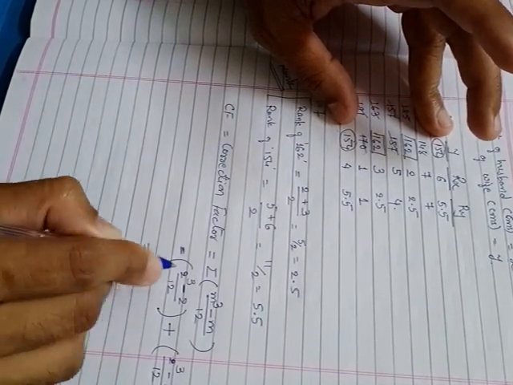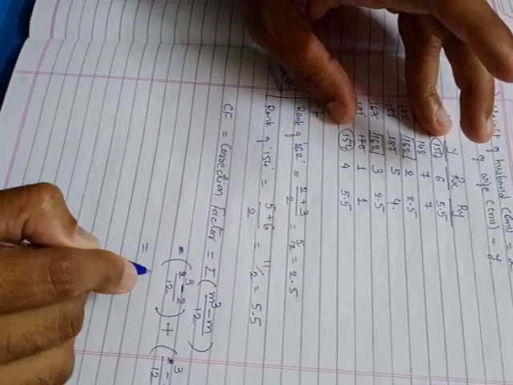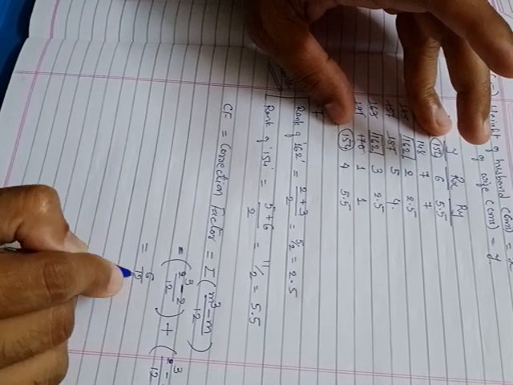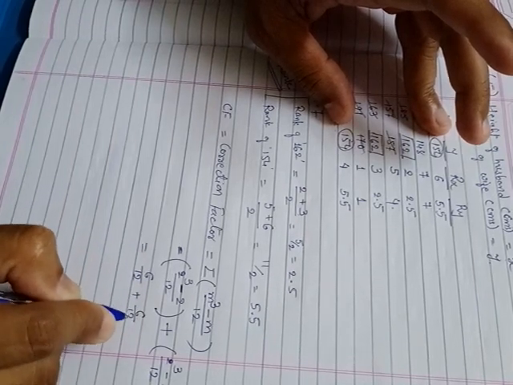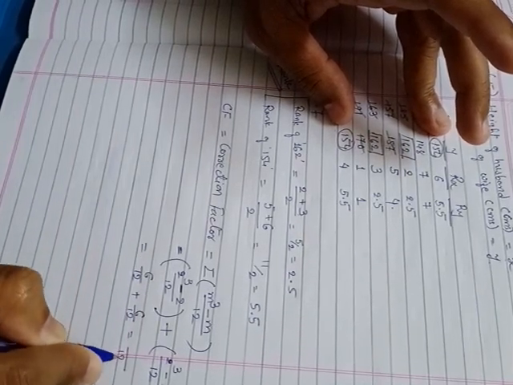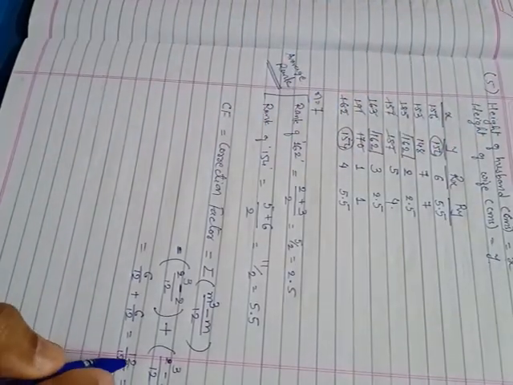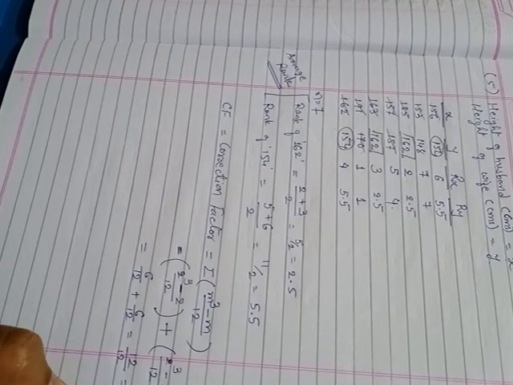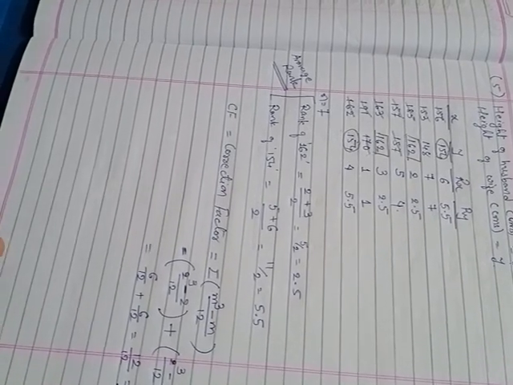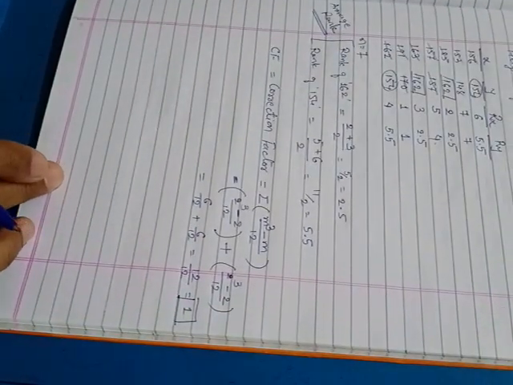Now solve this. So 2 cube is 8, 8 minus 2 is how much? 6. 6 upon 12 plus 6 upon 12. Denominators are same, so numerator can be added. 6 plus 6 is 12, 12 upon 12 is, this is your correction factor. How much is it? 1.